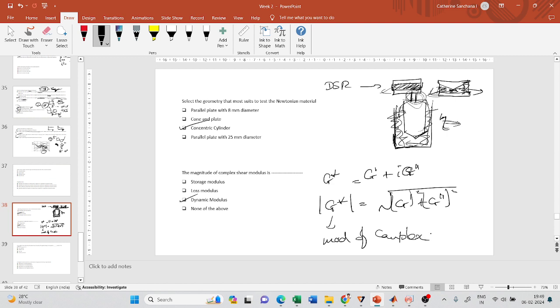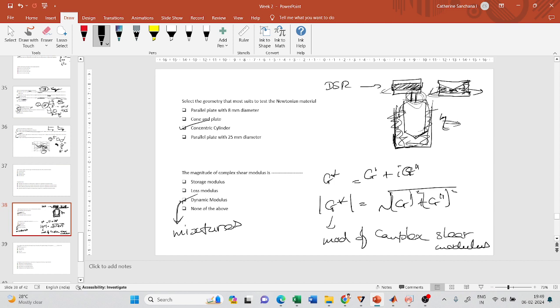Earlier we kept on calling it dynamic modulus, and people usually call this magnitude of complex modulus the dynamic modulus in the case of bituminous mixtures. So there was always a doubt as to what should be called in the case of a bitumen.